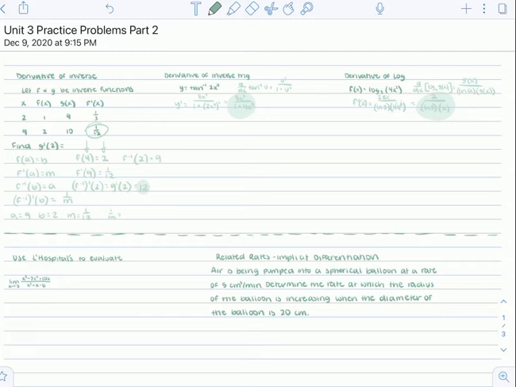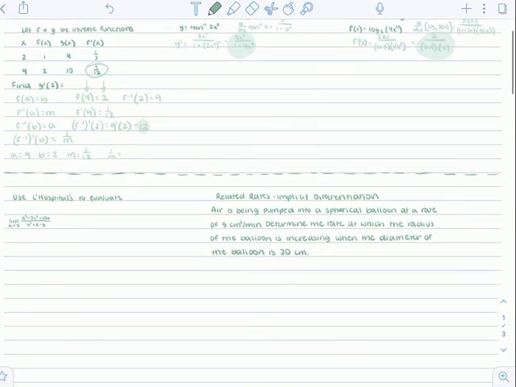In our previous part, we went over these top 3 questions right here. But today we're going to be going over using L'Hopital's to evaluate a limit and then using related rates.